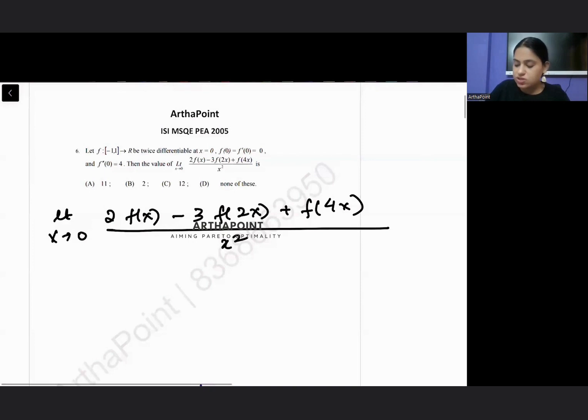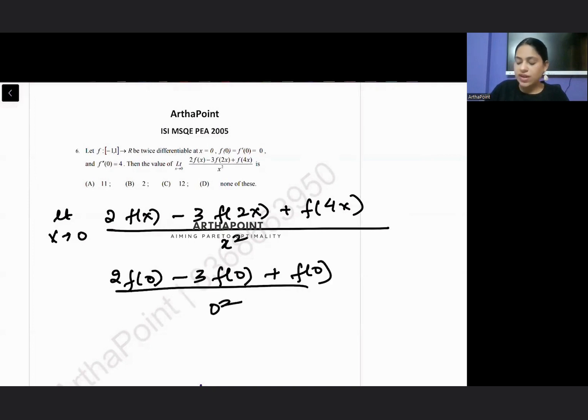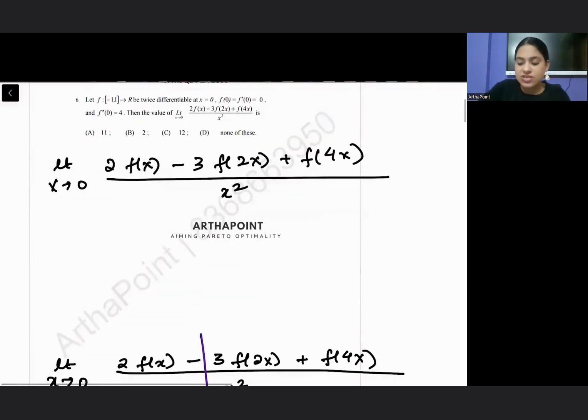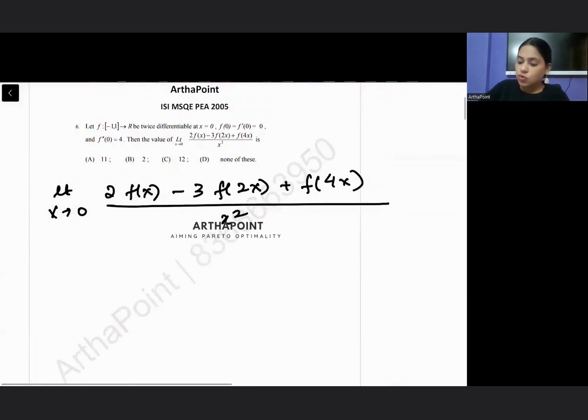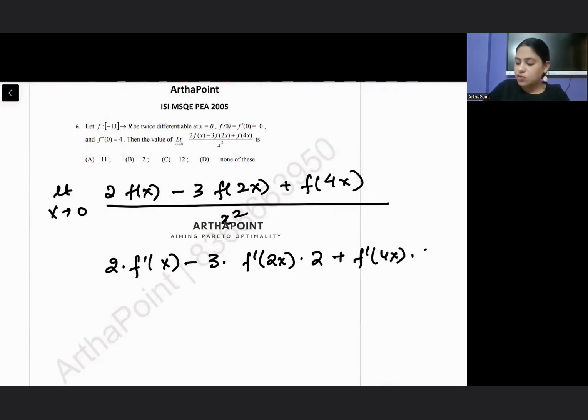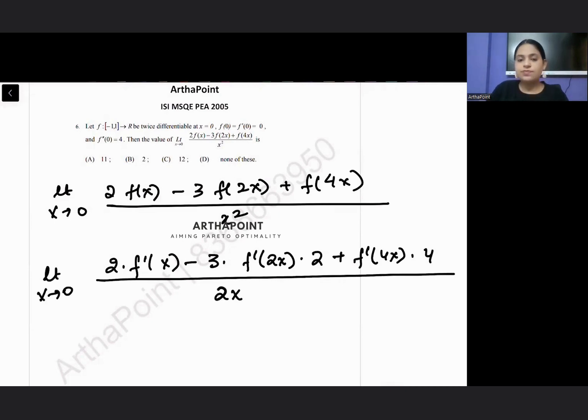If I directly put 0 here, I will get 2f of 0 minus 3f of 0 plus f of 0 by 0 square, and 0 by 0 is not defined. So we have to use L'Hopital rule. In order to use L'Hopital rule, I will get 2f dash x minus 3 f dash 2x, and differentiation of 2x will be 2, plus f dash 4x, and differentiation of 4x will be 4, upon 2x, limit x tends to 0.